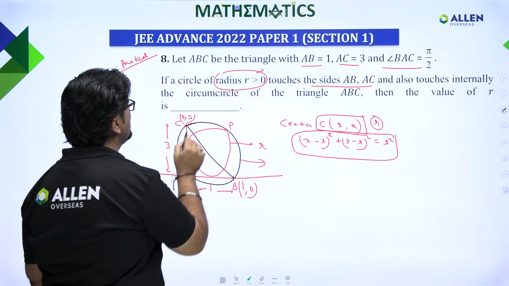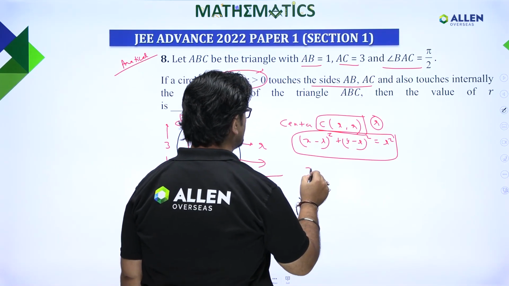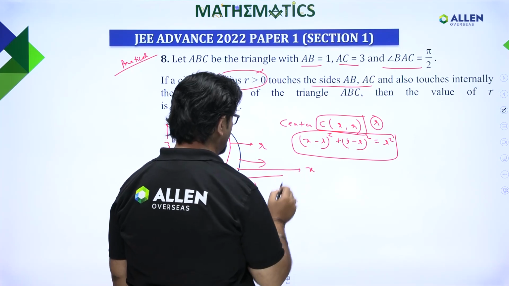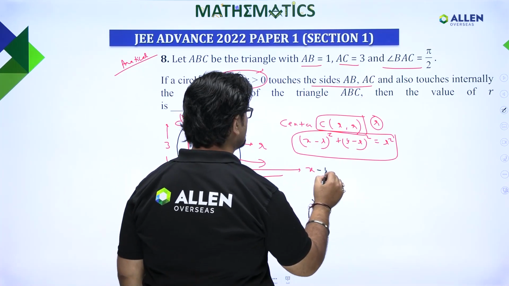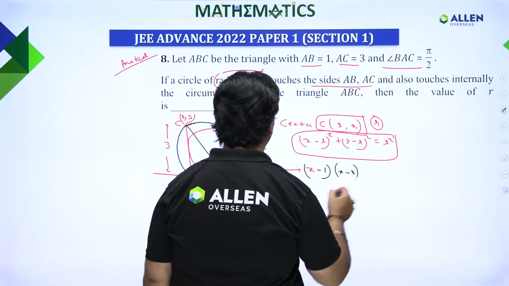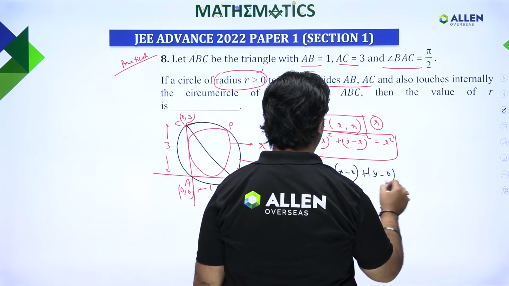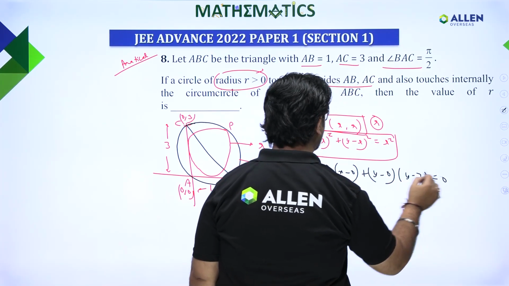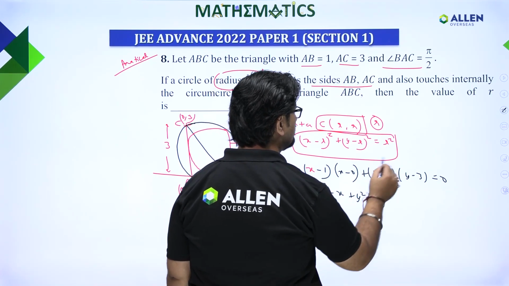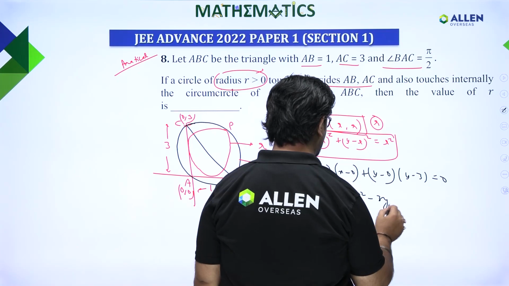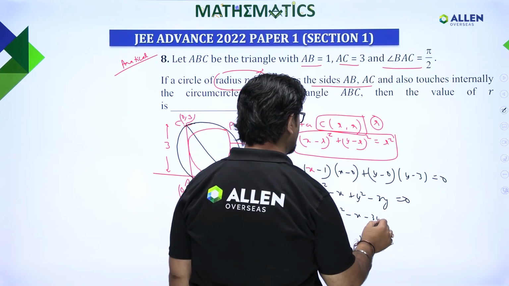It will be, my dear, yes, (0, 3). So what will be the circle then? Yes, this circumcircle, I am writing it for you. This will be (x minus 1) multiplied by (x minus 0) plus (y minus 0) multiplied by (y minus 3) equals 0. So the circle coming is x square minus x plus y square minus 3y equals 0. So the circle is x square plus y square minus x minus 3y equals 0.